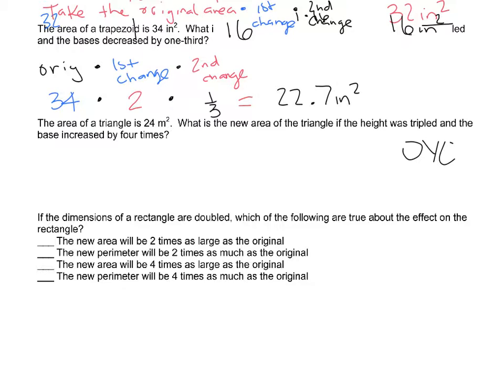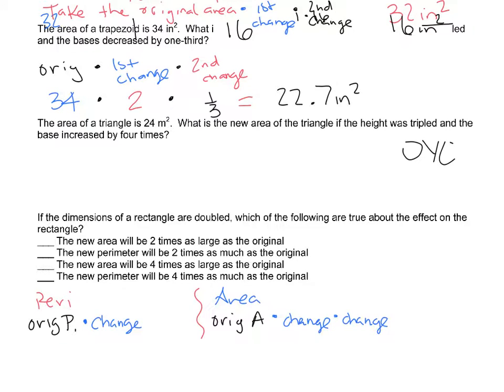So this last question is summing it all up together, okay? If the dimensions of a rectangle are doubled, which of the following are true about the effect on the rectangle? So what we have to consider here are our rules. We know for perimeter, all we had to do is take the original perimeter and multiply it by the change. Just one change, basically, because the perimeter changes the same. The area, though, we would take the original area and multiply it by how one of the things changed, and then also multiply it again by how the other item changed.